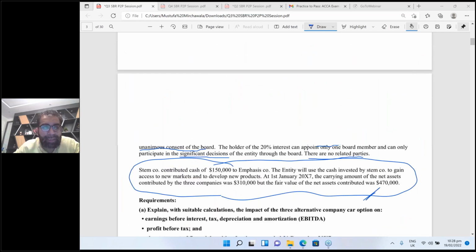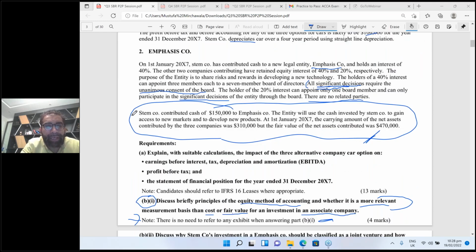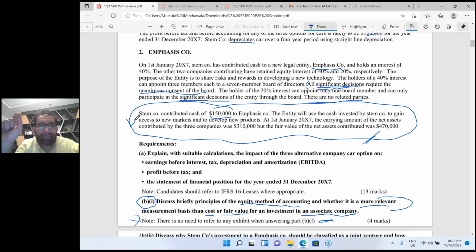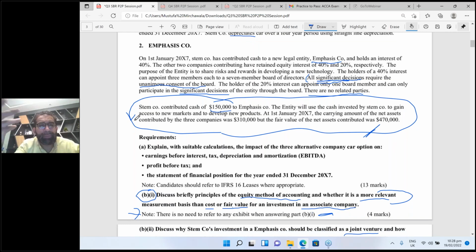Yes, see this. STEM company, read this point. Now you will understand. STEM company contributed cash of 150,000 to Emphasis company. The entity will use the cash invested by STEM company to gain access to new markets and develop new products. Yes, we are the investors. STEM company is the investor of this new entity. The name is Emphasis company, and they will use the cash to develop new products.